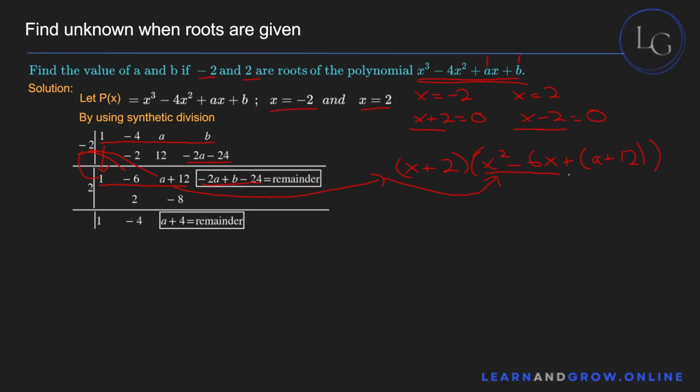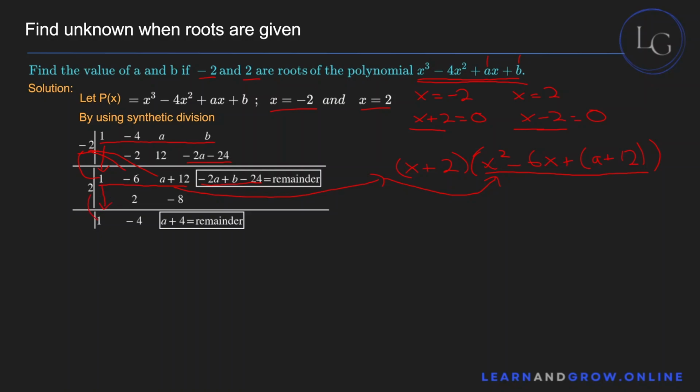This is the quadratic expression. Now, this x minus 2 over here is a factor of this quadratic expression, obviously. So you write down this 2 over here, and you'll perform synthetic division again. This one will be written down as it is. Then 2 will be multiplied with it.